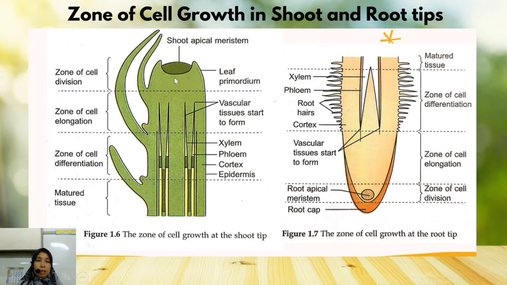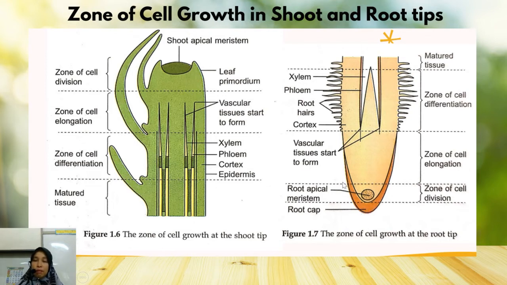This part or zone is the zone of cell division, whereby the apical meristem tissue is actively dividing. Then here is the zone of cell elongation, and this one is the zone of cell differentiation. And this part is the mature tissue or permanent tissue. So this is the zone of cell growth at the shoot tip, whereas this one is at the root tip.